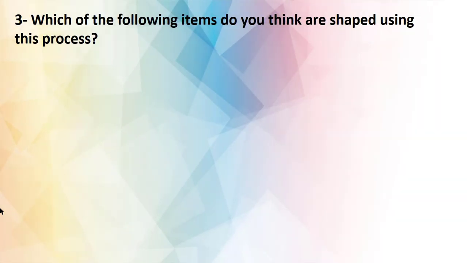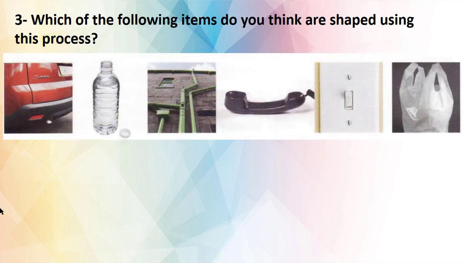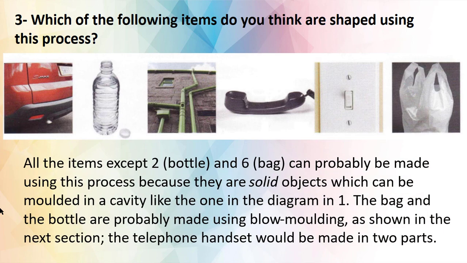Question number 3. Which of the following items do you think are shaped using this process? We have 6 shapes here. Which ones do you think are shaped using this process which we studied in our lesson today, injection molding? All the items except number 2 bottle and number 6 bag can probably be made using this process because they are solid objects which can be molded in a cavity like the one in the diagram in exercise number 1. The bag and the bottle are probably made using blow molding as shown in the next section. The telephone handle would be made in 2 parts.